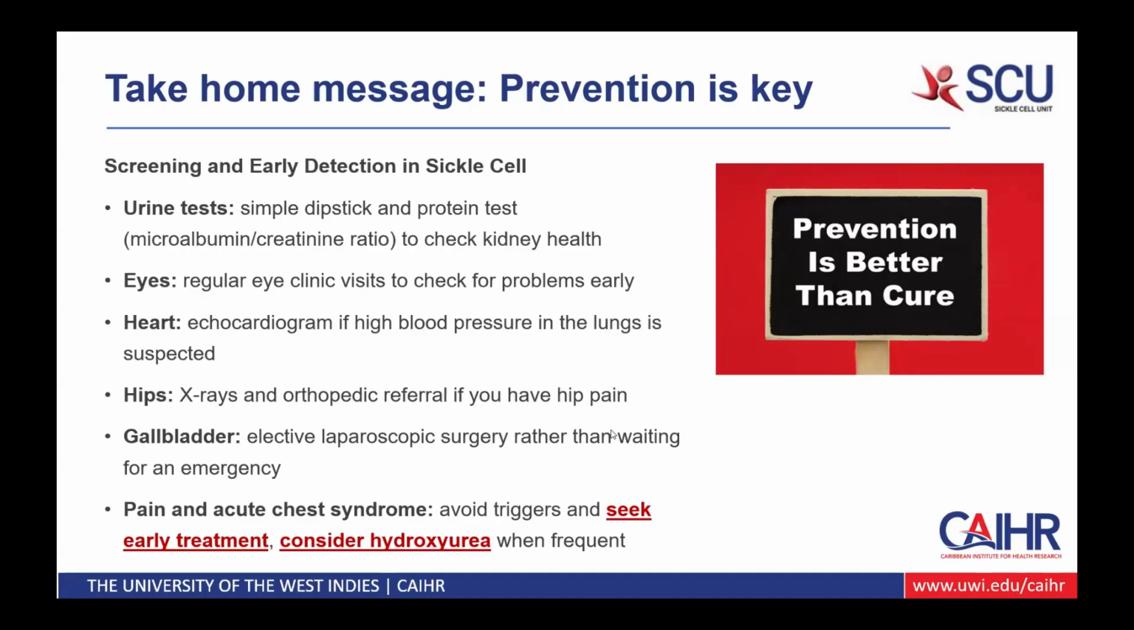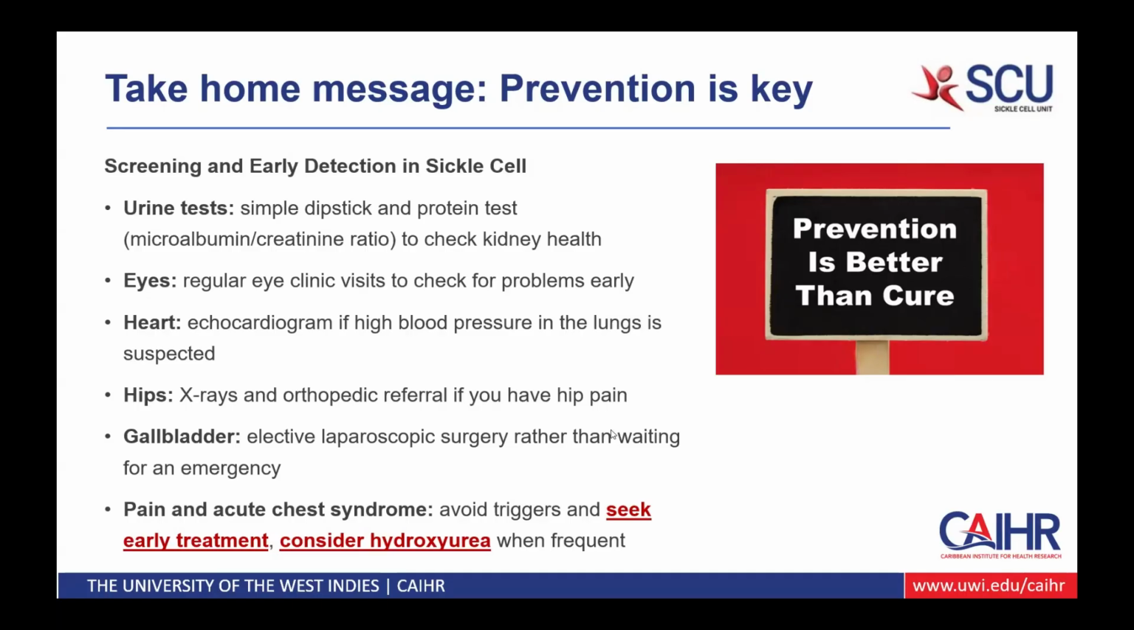Same thing with the eyes. We can have you having those regular eye clinic visits so that we can pick up problems happening with the blood vessels before you have a bleed or you have a retinal detachment. If you're having issues with the heart, with difficulty breathing, becoming tired very easily, etc., we can consider doing an echocardiogram or other things to see, such as lung function tests and so on, to see what is happening and treating it early.